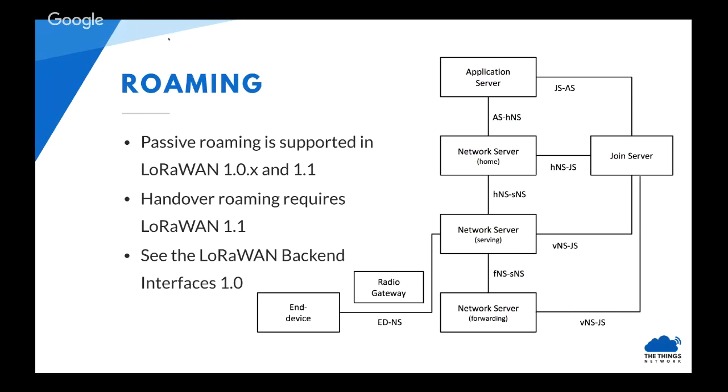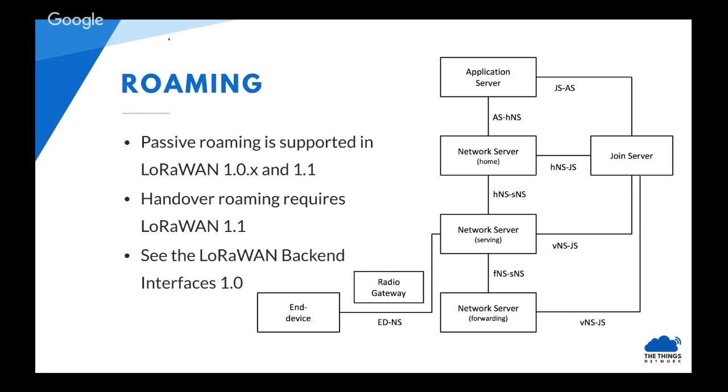And there are two modes of roaming. First, we have passive roaming, and the other is handover roaming. Passive roaming can already be supported in LoRaWAN 1.0, because for the end device it doesn't really matter. A network server receives a packet and it forwards it to the network server that this packet should be forwarded to. And that is simply based on the network ID that is part of the device address. So that is passive roaming, and this can work in two ways. And the interface for this is also specified in the backend interfaces.